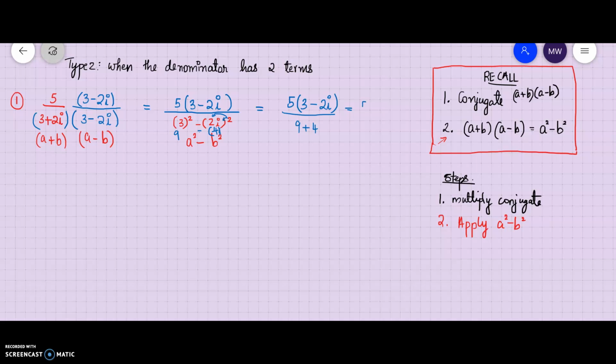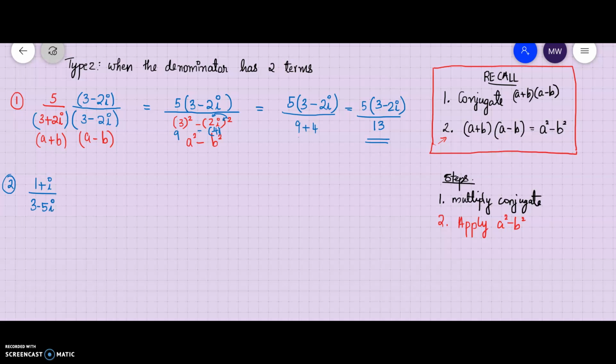So your final answer just becomes 5 times (3 minus 2i), and the denominator becomes 9 plus 4, which is 13. There is nothing else we can simplify. If it was possible to simplify 5 and 13, we would, but we can't here, so we are done with problem number 1. Let's do one final problem. Another question also. So let's do (1 plus i) over (3 minus 5i).